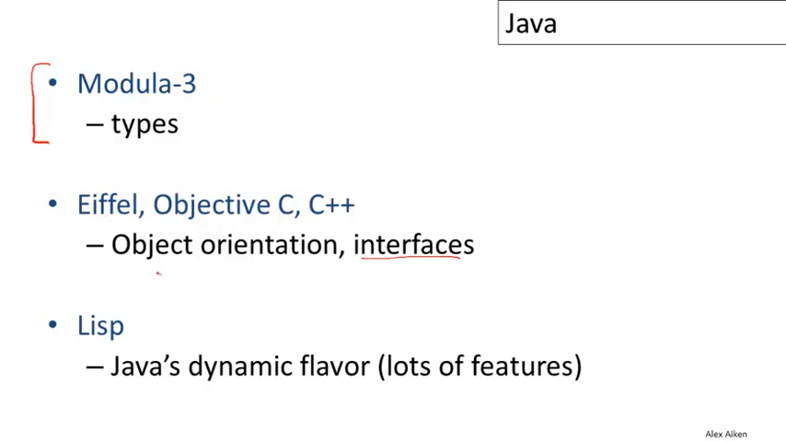The object orientation of Java is traceable to languages like Objective-C and C++, and also Eiffel, which also had the idea of interfaces, which is a prominent feature in Java. And finally, Java is quite a dynamic language, meaning that there are many things that are not done statically, they're done dynamically. Features like reflection would be one example of that, and there are quite a few other features. There's some shared culture there with Lisp, which is a functional family language, but is also a very, very dynamic language.